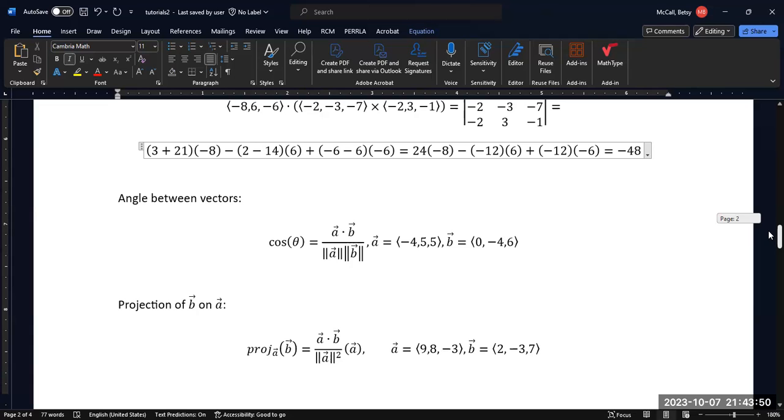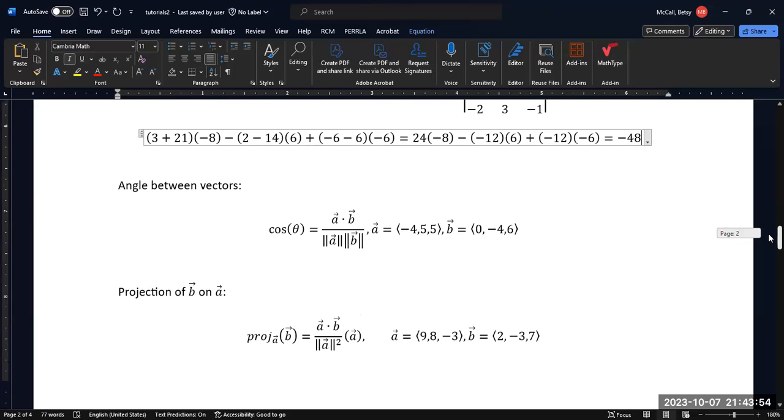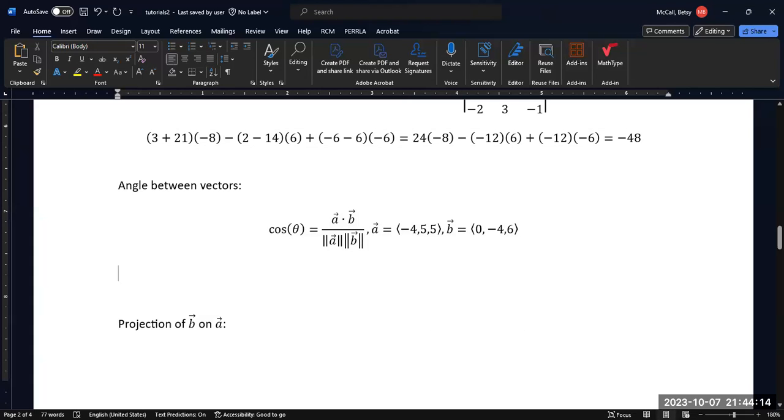Now, when we combine some of these together, we have some actual formulas that we can apply. If we want to find the angle between two vectors, we use the dot product and then the magnitude formulas in order to get the cosine of the angle. And then from there, we can find the inverse cosine to find the angle. So let's do this calculation.